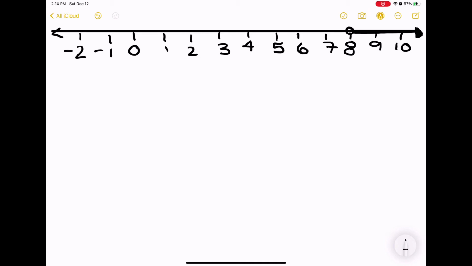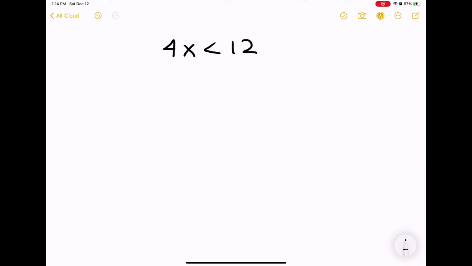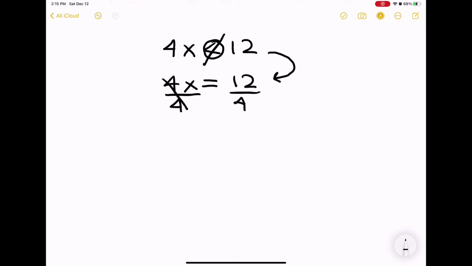So let's get into something a little bit more tricky. Let's take an example I wrote in the beginning of this video: 4x is less than 12. How would we do this? Well, we are going to replace the less than or greater than sign with an equal sign. Then we solve it like a normal equation, and in this case we divide both sides by 4. And we get x is equal to 3.